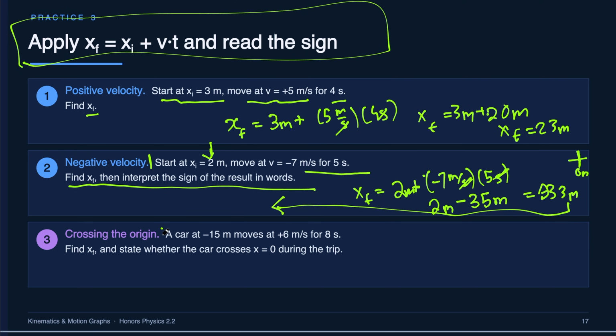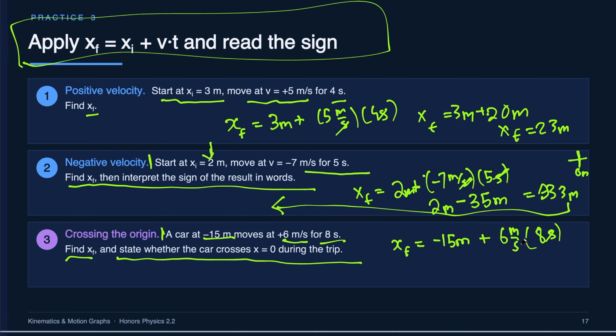Now, a car at negative 15 meters moves at positive 6 meters per second for 8 seconds. Find xf and state whether the car crosses x equals 0 during the trip. Okay, xf is equal to negative 15 meters, where we start, plus v times t, 6 meters per second times 8 seconds. Cancel these out. Negative 15 meters plus 48 meters, or in other words, 33 meters. So we did cross x equals 0, right? Because we went 33 above that.